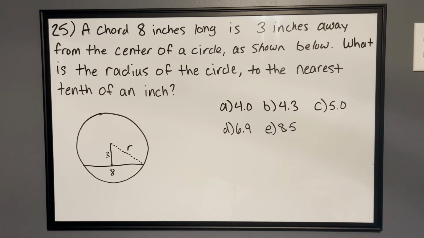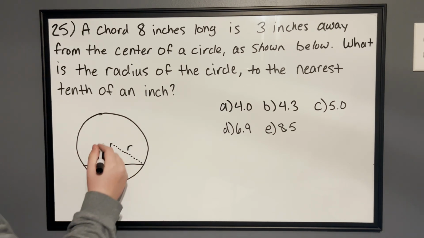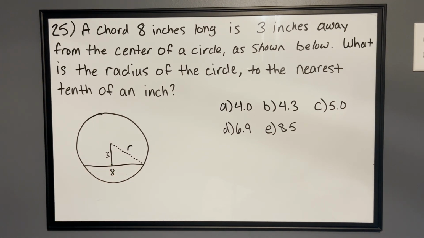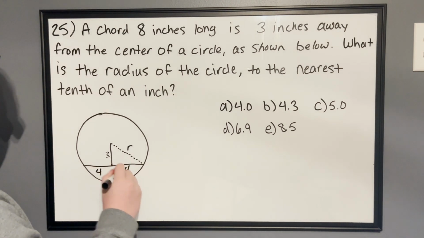All right, so here's question number 25. It says a chord 8 inches long is 3 inches away from the center of a circle as shown below. What is the radius of the circle to the nearest tenth of an inch? So here's our circle right here, and here's our center right in the middle. So we have this chord right here that is 3 inches away from the center, and the chord is 8 inches long. What we do know is that because it's directly below the center, the line that is 3 inches is the direct midpoint of this chord. So we can really divide this up. Instead of 8, we could just say 4 and 4.